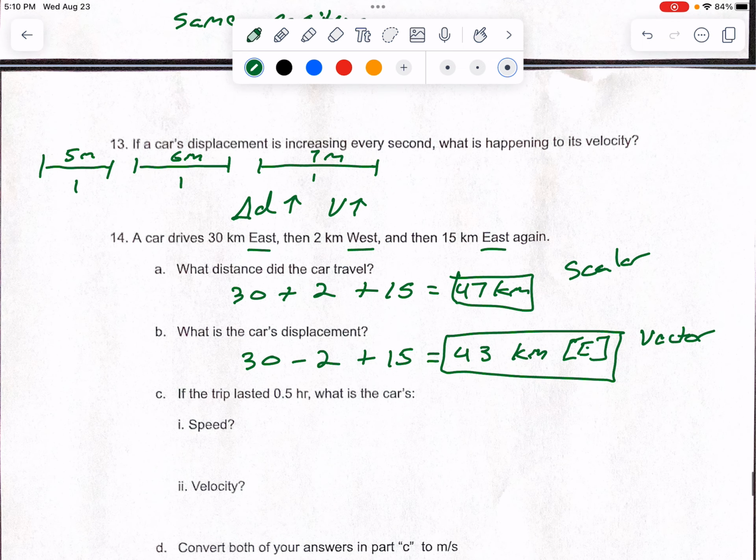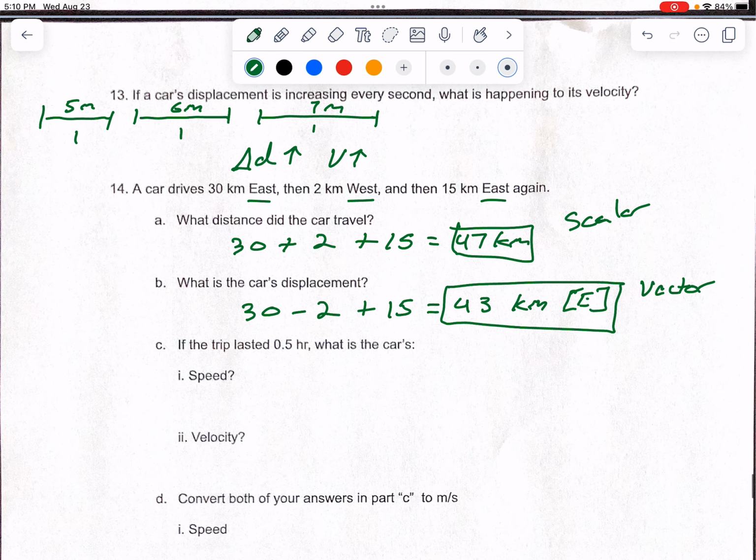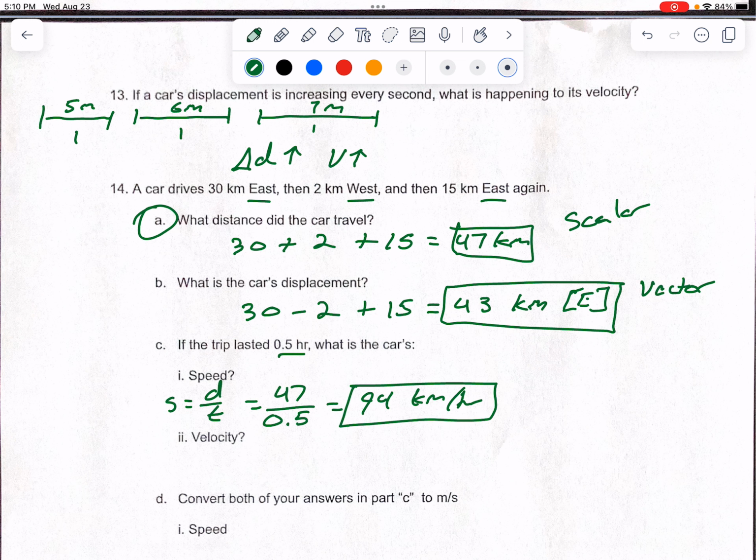If the trip lasted 0.5 hours, so I just gave you time, what is speed? So speed is distance over time. So I'm going to choose between A and B. I'm going to use what I found in A. So 47 divided by my time, which is 0.5. So 47 divided by 0.5 is going to give you 94 kilometers per hour. And that's your answer there.